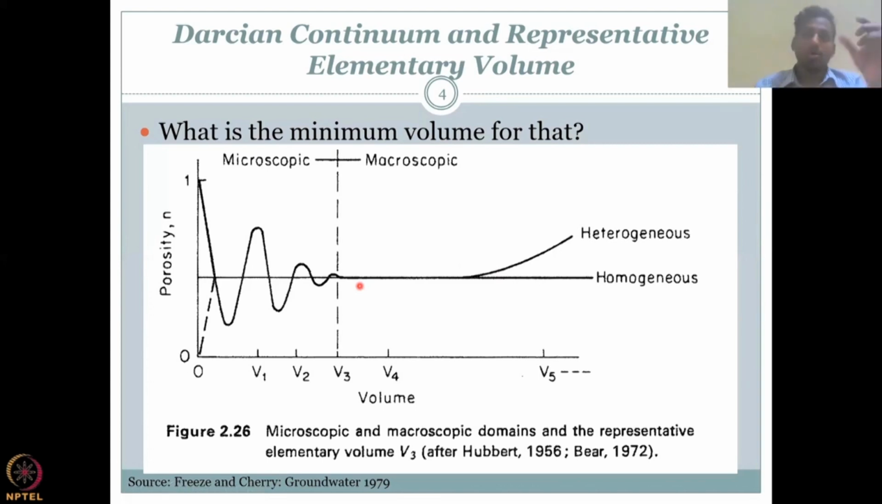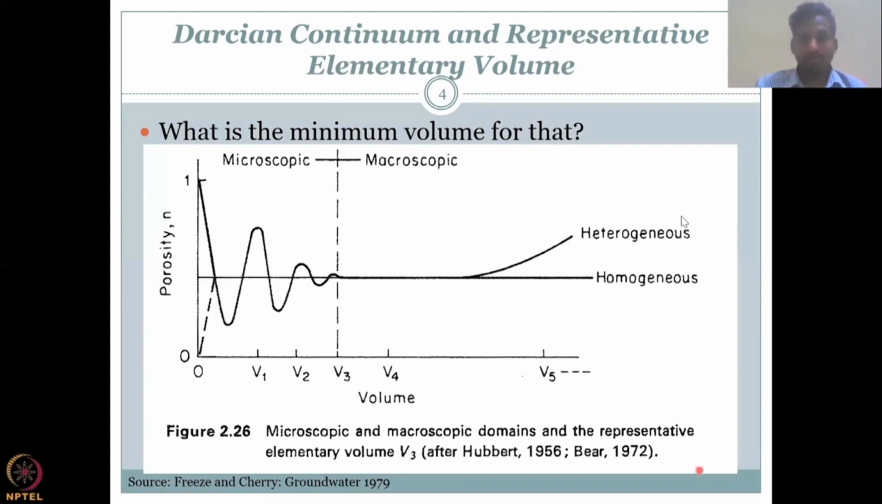And it depends on the soil type, the type of use of the soil, land use, land cover of the soil, for example, plants, trees, etc., and how it is managed. Is it tilled? Is it plowed? Is it just barren land? Those kinds of things. So once you go on increasing the volume, it is still macroscopic.